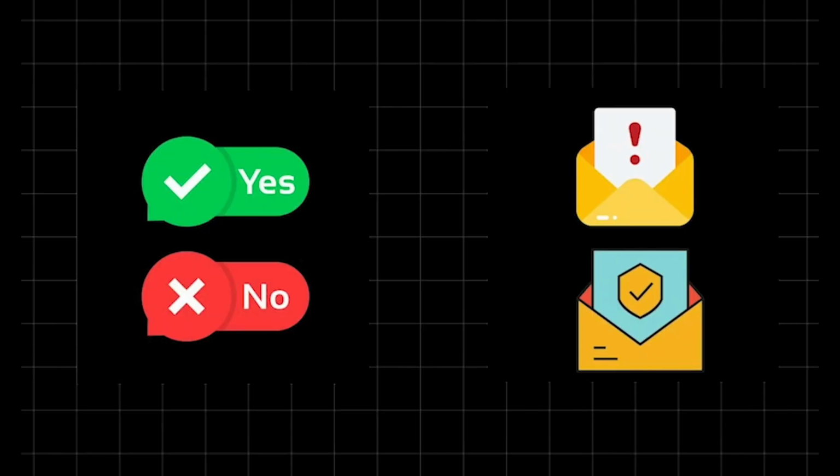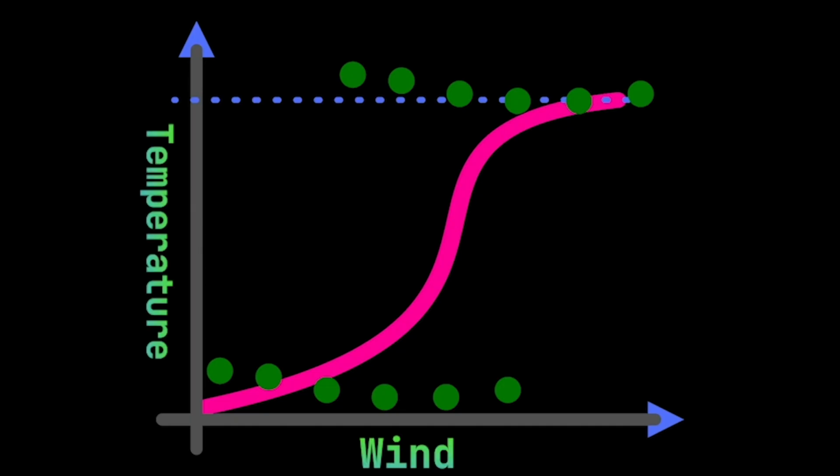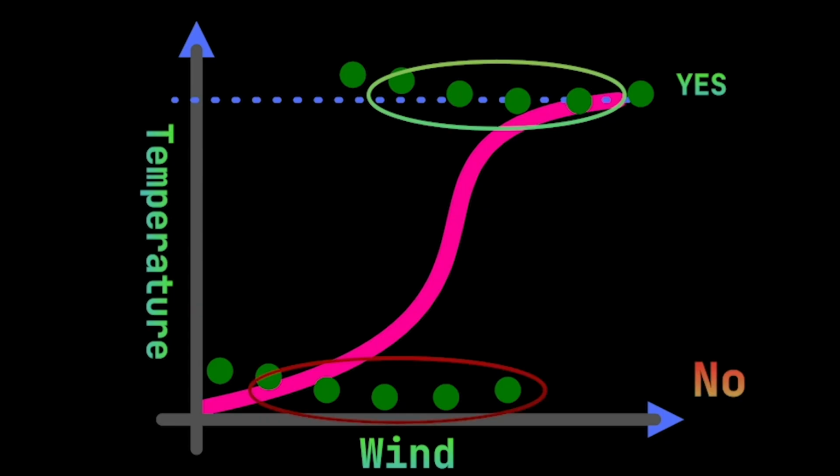Picture this. You're guessing if it'll rain based on temperature and wind. Logistic regression takes those inputs, blends them with weights, and uses the sigmoid function, a special curve, to turn them into a probability between 0 and 1. Above 0.5, it's yes. Below, it's no.